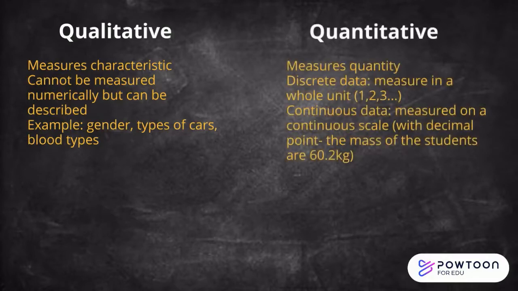Quantitative. It is a measured quantity. Discrete data is measured in whole units, which are 1, 2, and 3. Continuous data is measured on a continuous scale with a decimal point. For example, the mass of the student is 60.2 kilograms.